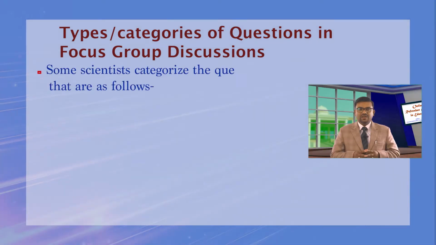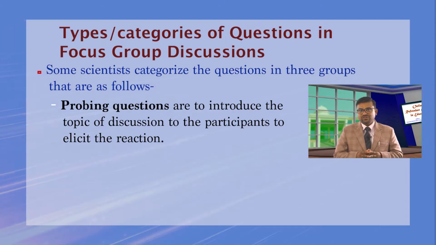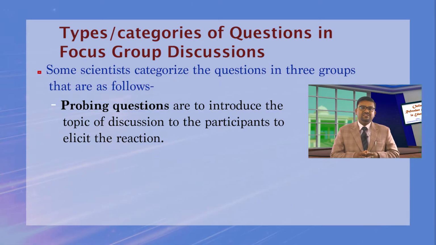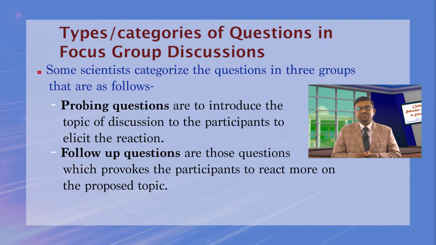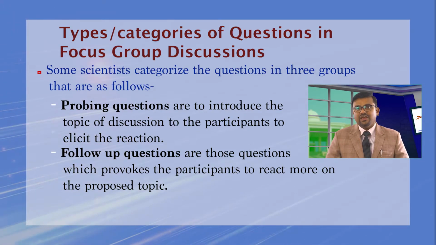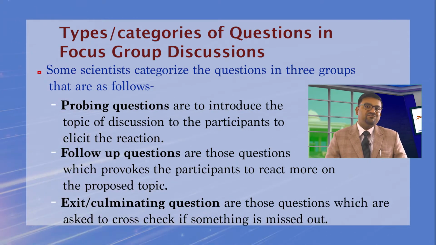Some scientists have also categorized the questions in 3 groups, which can be probing questions, which are the introductory questions to the topics said or asked to elicit the reaction of the participants. The next category is the follow-up questions, which are those questions which provoke the participants to react more on the proposed topic. The last one is exit or culminating questions, which are those questions which are asked to cross-check if something is missed out. Let us see an example.